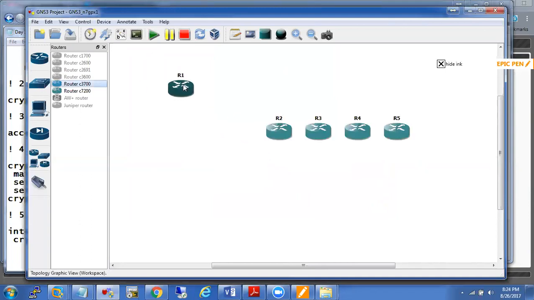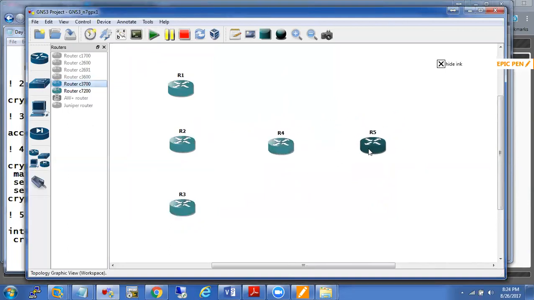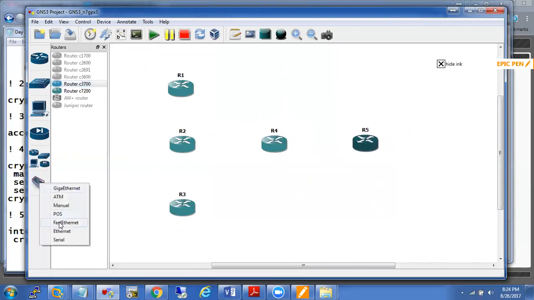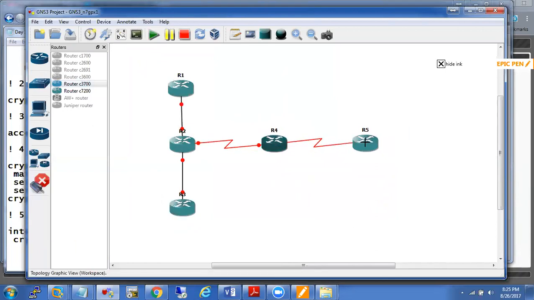I have router 1, router 2, router 3, 4, and 5. Router 1 to 2, 2 to 3, serial link over here, serial link over here.